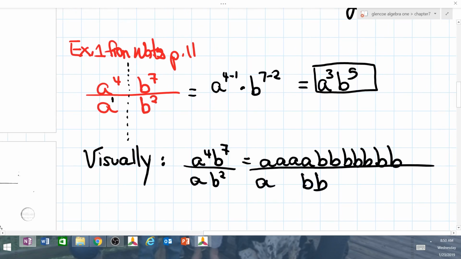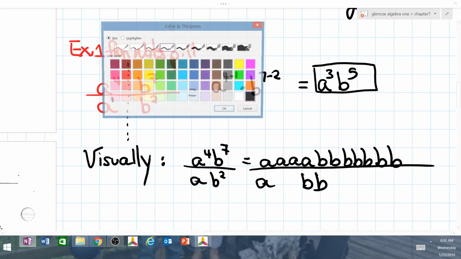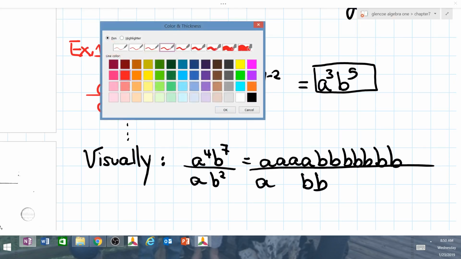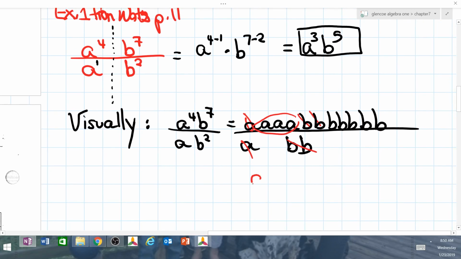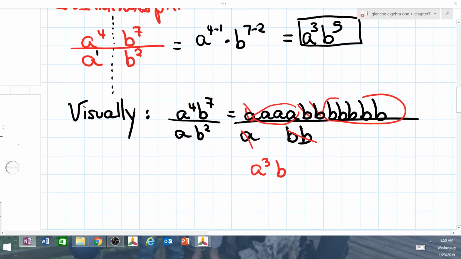Okay, and now we're ready to go ahead and cancel out. You can cancel 1 a and 1 a, 2 b's and 2 b's, which leaves me a times a times a, which is a cubed, and 1, 2, 3, 4, 5, b to the 5th power. So no matter which way y'all decide to do it, you get exactly the same answer. Exactly the same answer. Does anybody have a question?